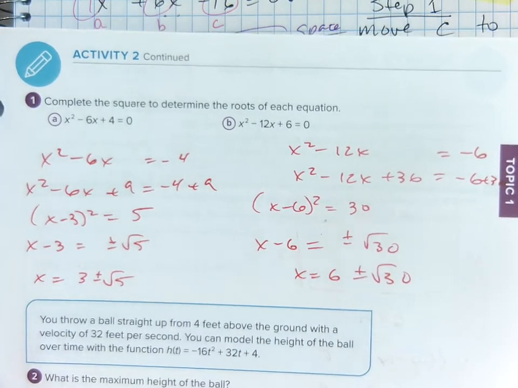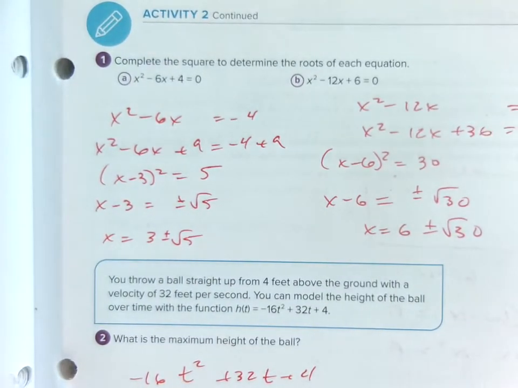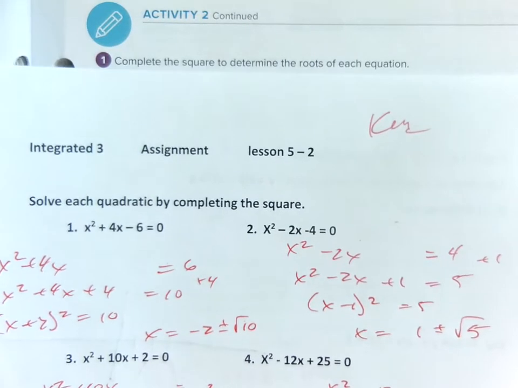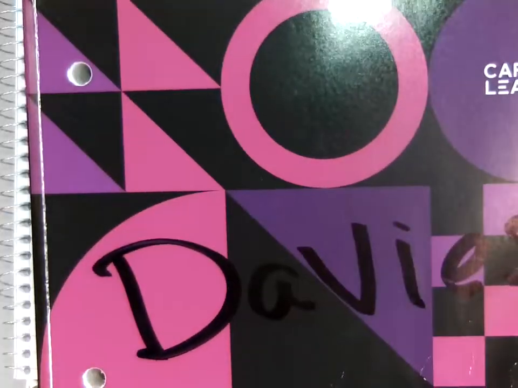So we had a worksheet as our homework. And the kids should be working on this as homework. Okay, that's all I have. Come see me if you get stuck.